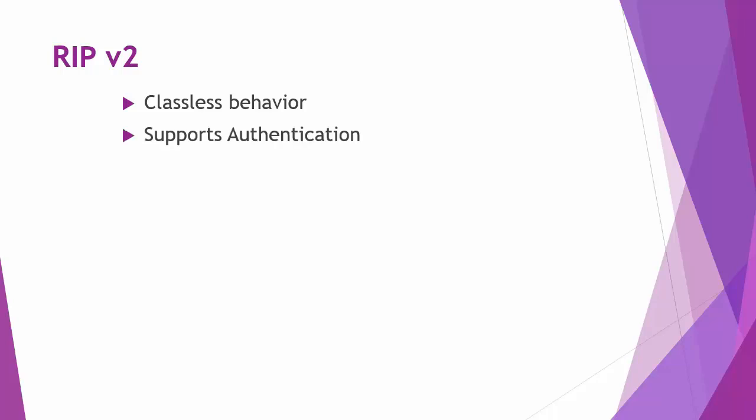When examining RIP version 2, you can see that many of RIP version 1's shortcomings have been addressed. RIP version 2 has a classless behavior, meaning that subnet mask information is sent in updates so VLSM can be achieved. RIP version 2 also supports authentication to ensure that the person you are sending the information to is the person authorized to receive that information.